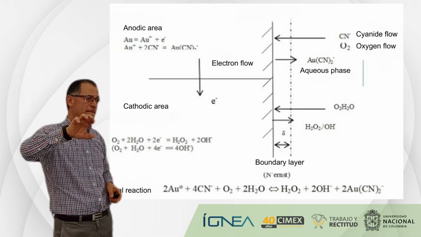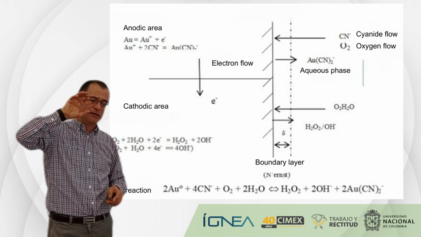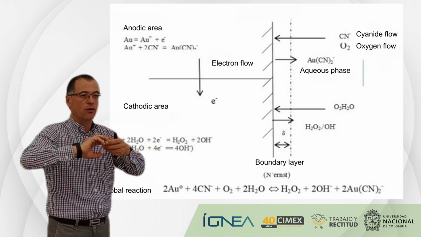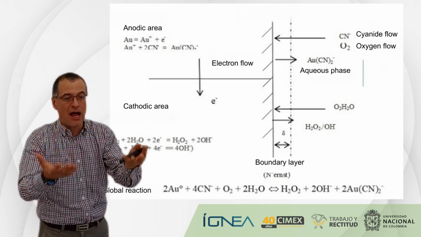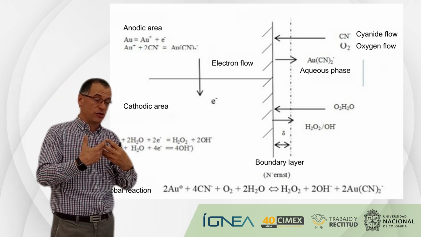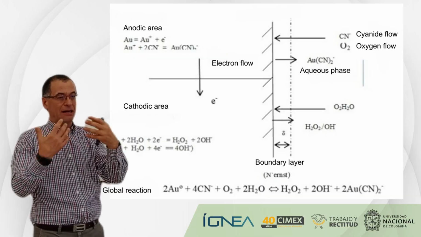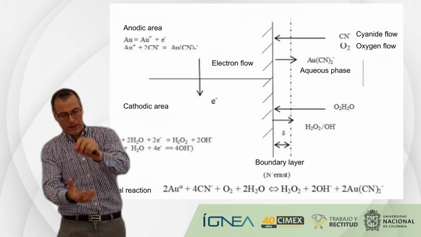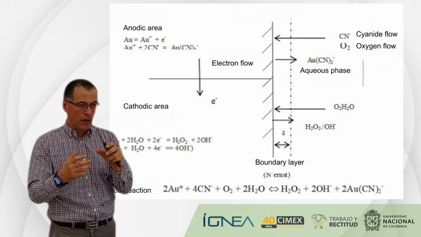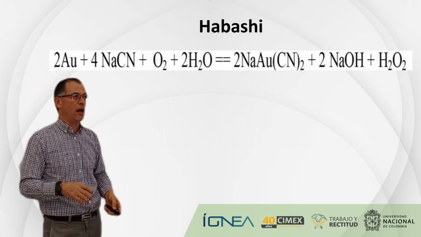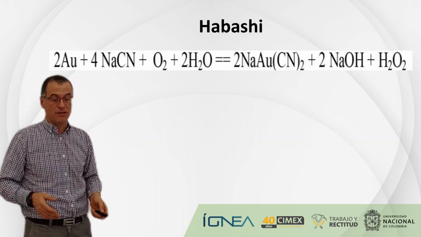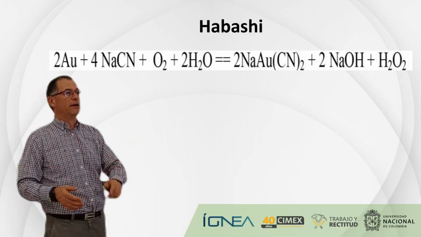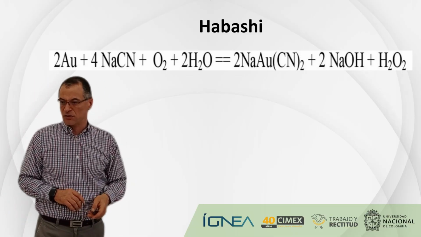The gold is free, and the free gold reacts with the oxygen, is oxidized, makes an oxidation process, and then the cyanide complexes the gold and produces the molecule. That's why we present the Habashi reaction in order to define the characteristics of this reaction.